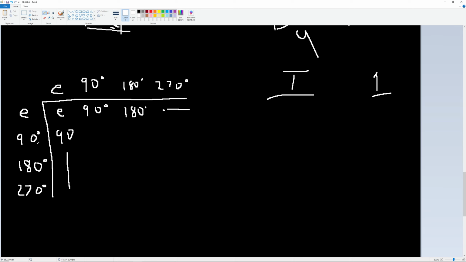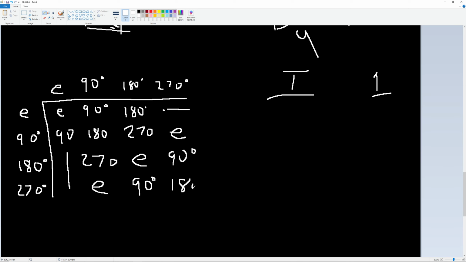Now, what if you do a 90-degree rotation followed by a 90-degree rotation? That's a 180. I almost made a mistake. 90 and then 90 is 180, so you can see that this is going to be symmetric. 90 and then 270 is 360, which is E. And this will be 270, and this will be E, and this will be E. 270 with 180 is going to be 90 degrees, because it goes around 360 and then 90. And this will be 180. And so this is a group.